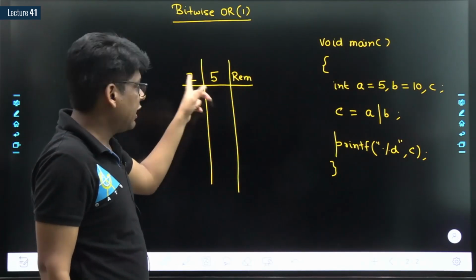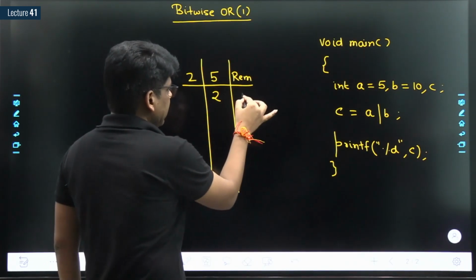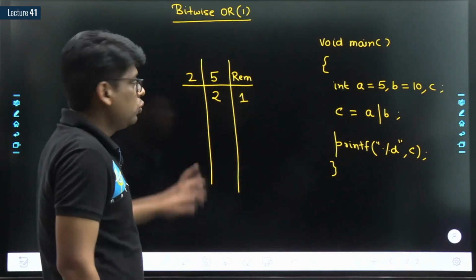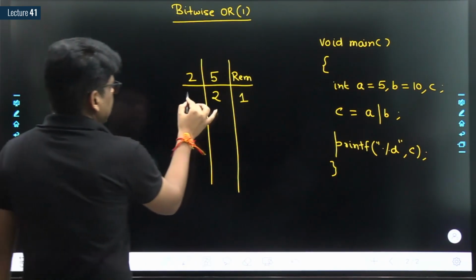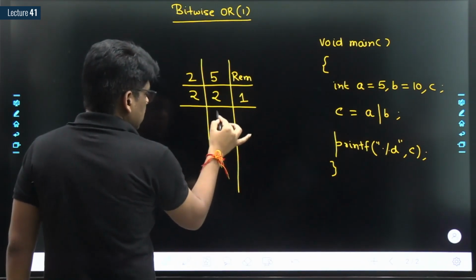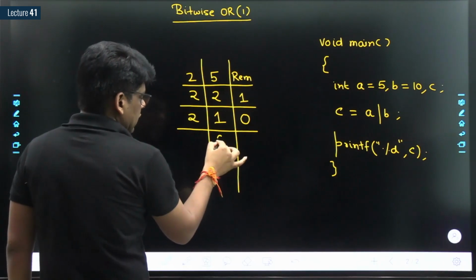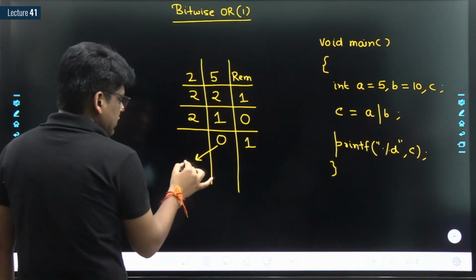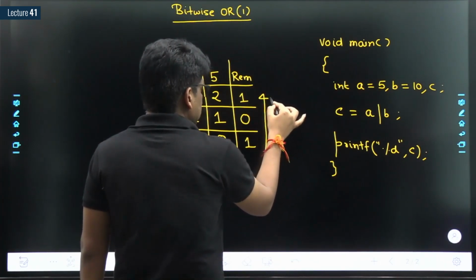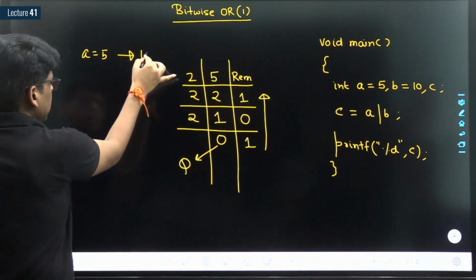Let us try to divide this 5 by 2. 2 multiplied by 2 is 4, and out of 5 the remainder is 1. Then again, if I divide 2 by 2, the quotient will be 1 and the remainder will be 0. Again, if I divide this 1 by 2, the quotient will be 0 and the remainder is 1. Whenever we get quotient as 0, we stop the process. That means the binary equivalent of 5 is 101.